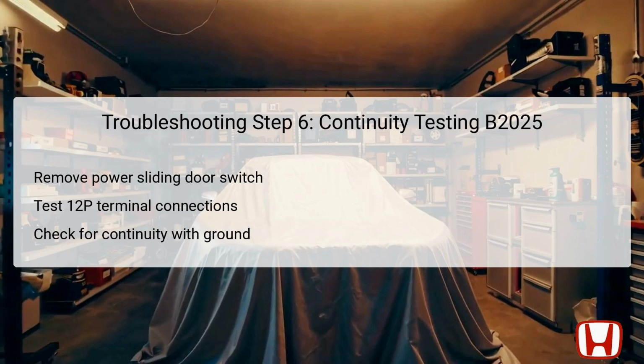In this step, the power sliding door switch must be removed, exposing its 12P connector for testing. Checking continuity is essential to ensure that signals can properly travel through the wiring. Using a multimeter, test the continuity between terminal number 8 of the 12P connector and body ground. If continuity is present, it indicates that there may be a short to ground in the wire, which would require immediate repair.